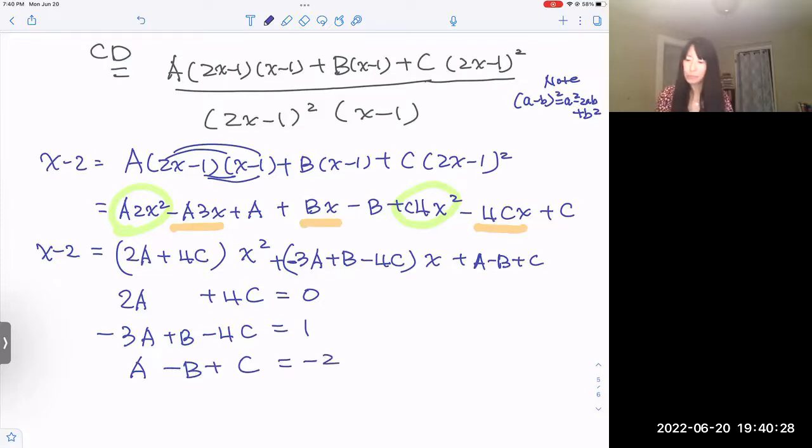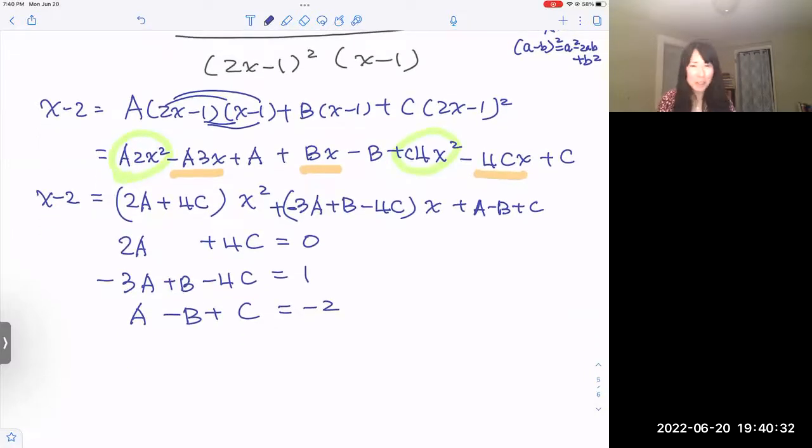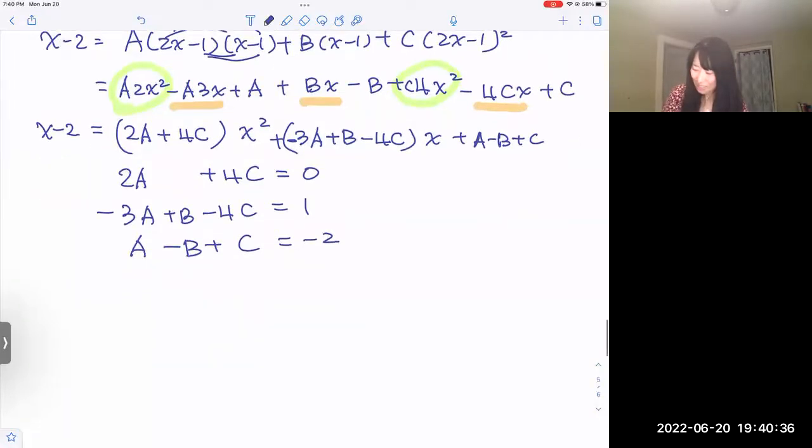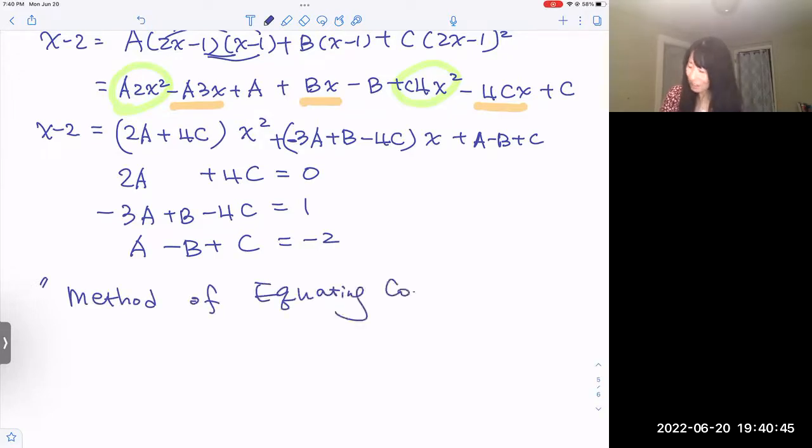All right? Okay, now we're going to use the method of equating coefficients. It's a long name, but in algebra, we say that this is eliminating.